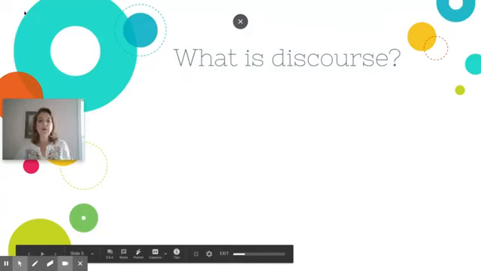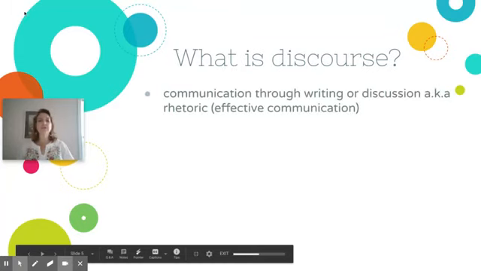Discourse is a fancy word for communication, whether we do it through writing or speaking or listening, some type of discussion. Another theorist would call it rhetoric, effective communication. Notice the word effective, though. So there were studies done in the 80s by Robert Kaplan.